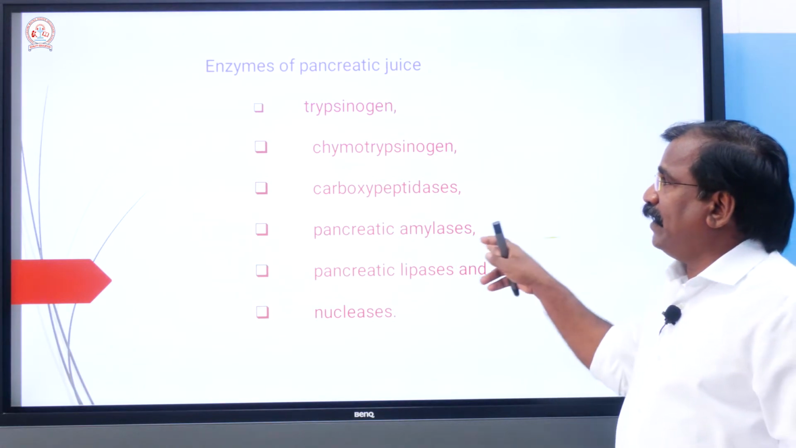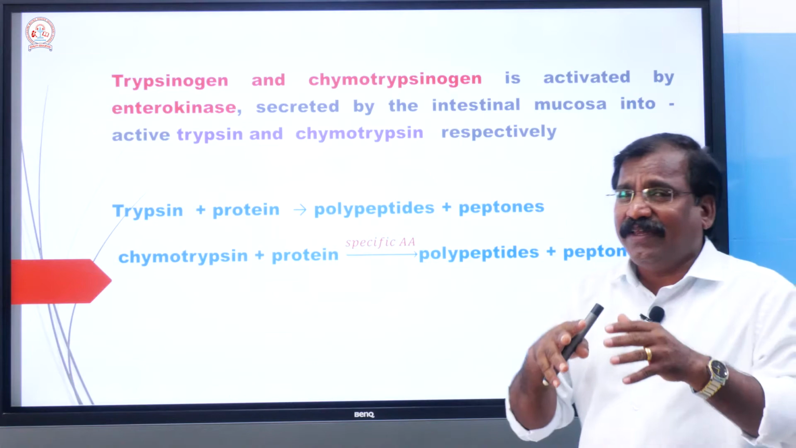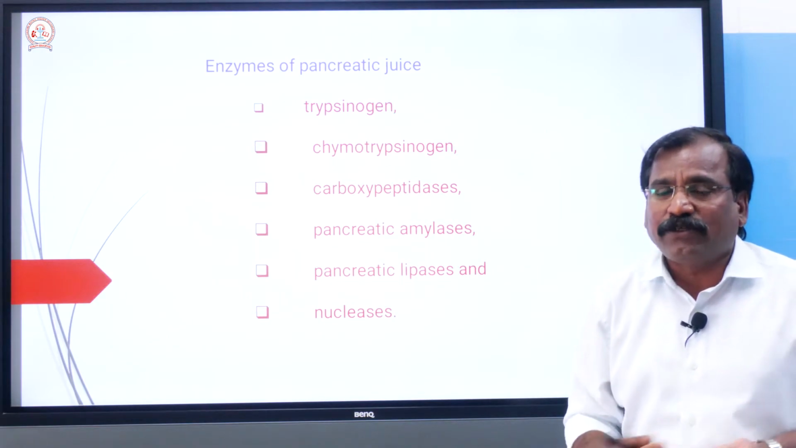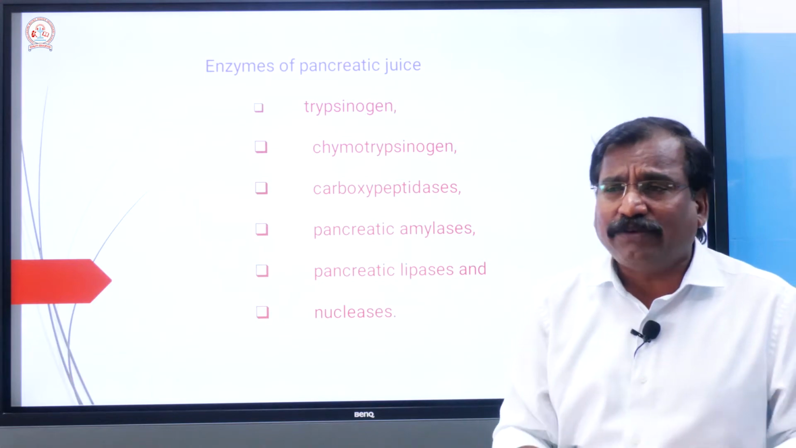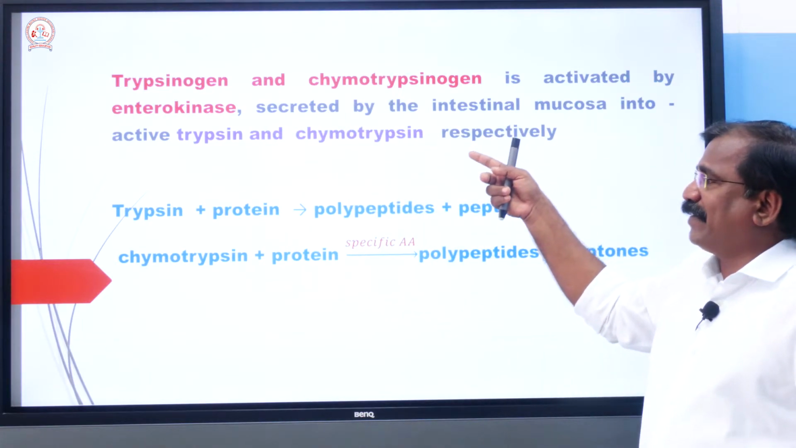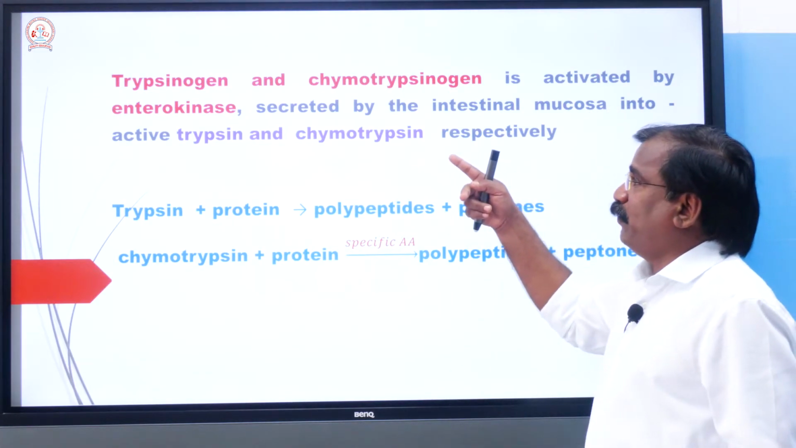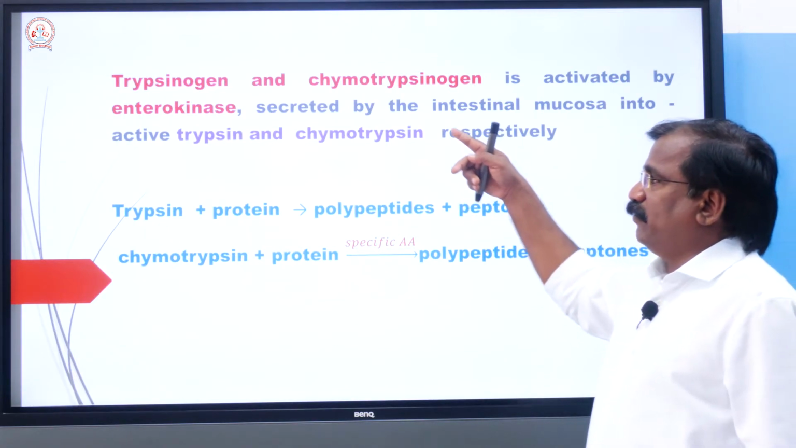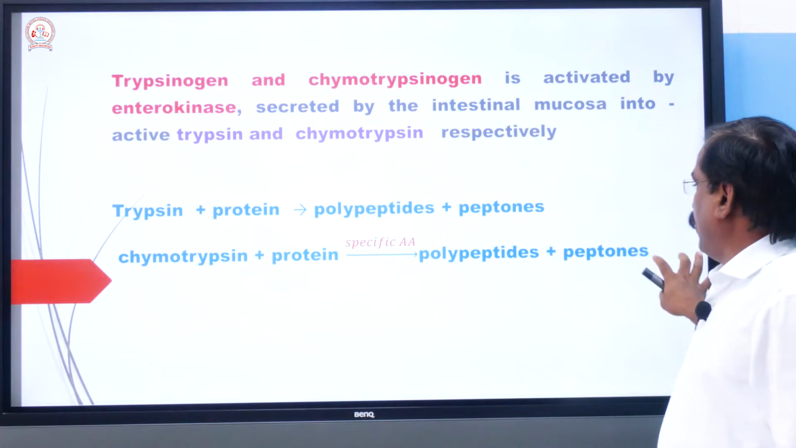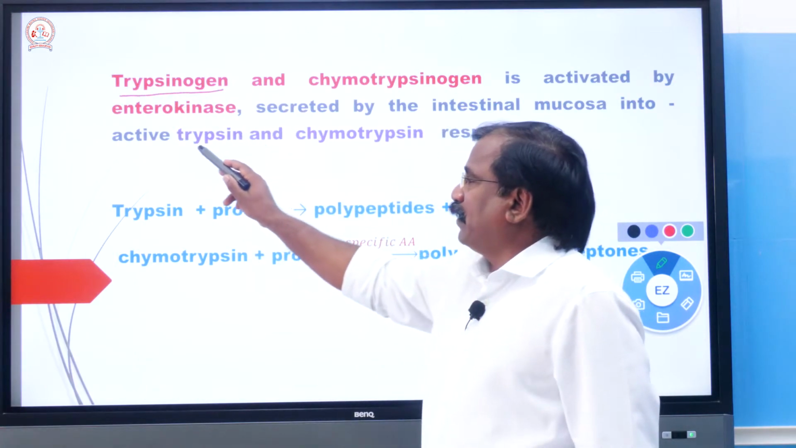What is the role of each enzyme? Trypsinogen and chymotrypsinogen are inactive precursors, secreted in a non-functional state. They are then converted into active form. Trypsinogen is converted into trypsin, and chymotrypsinogen is converted into chymotrypsin.